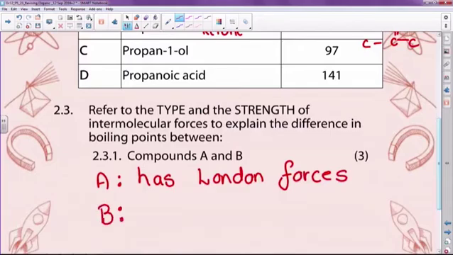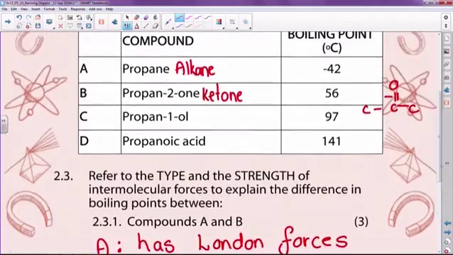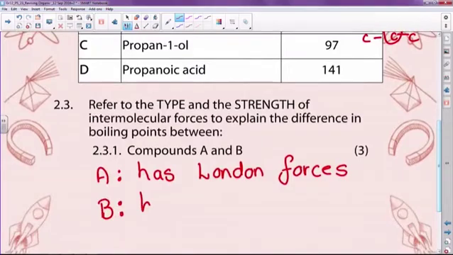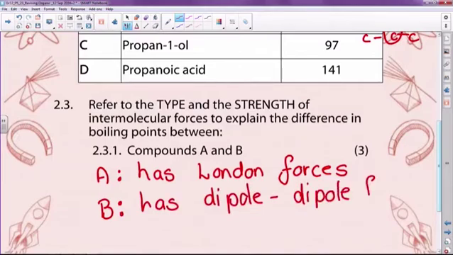B also has London forces, but because of this, and that's the important thing, the double bond to the oxygen in the middle creates a dipole. So B has dipole forces, or dipole-dipole. Now, I have now referred to the type of forces. I've named them. You can't just say intermolecular forces.